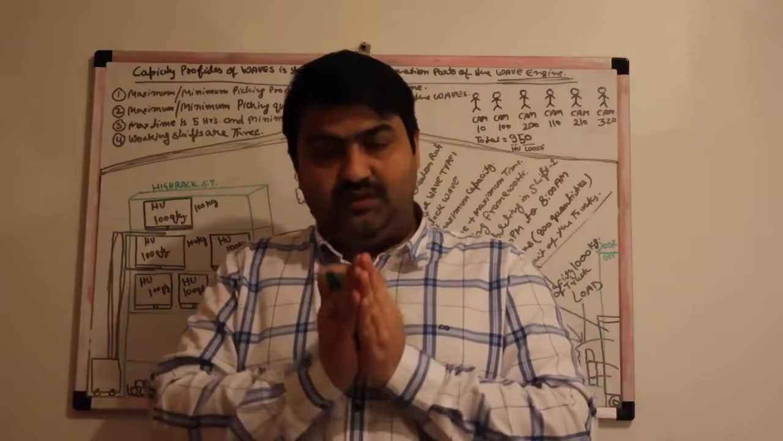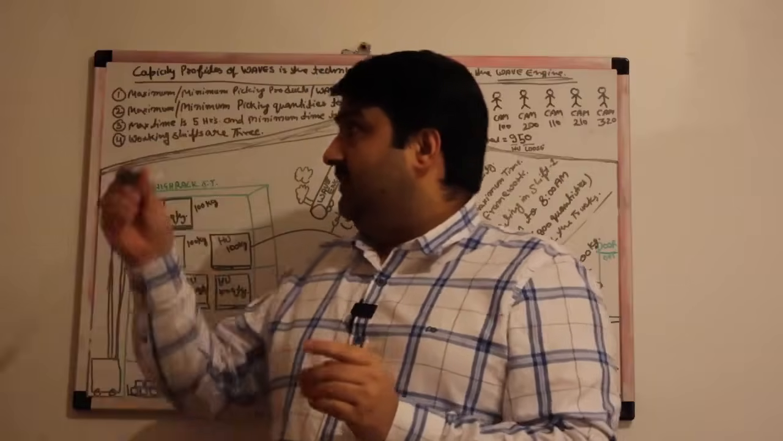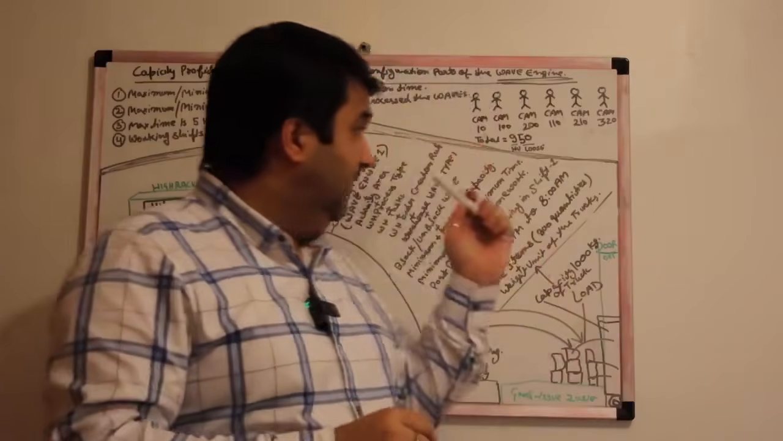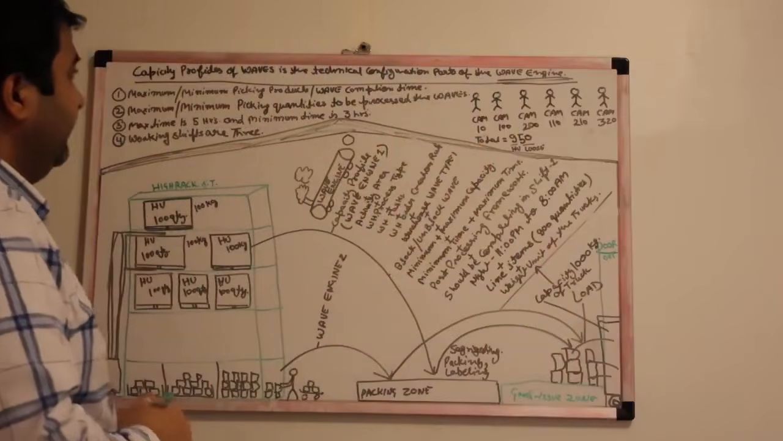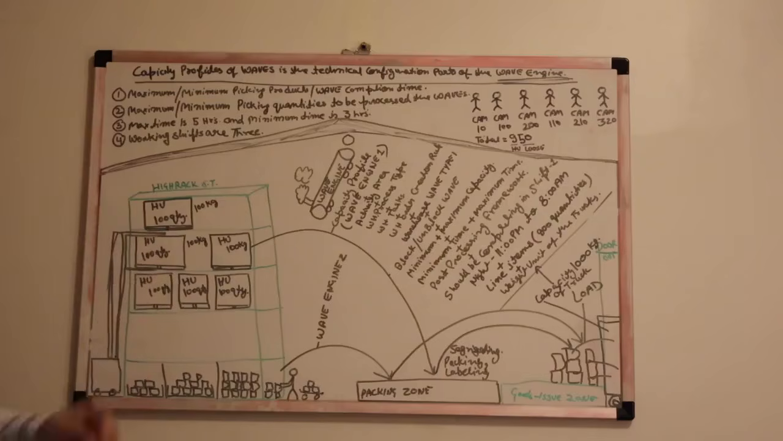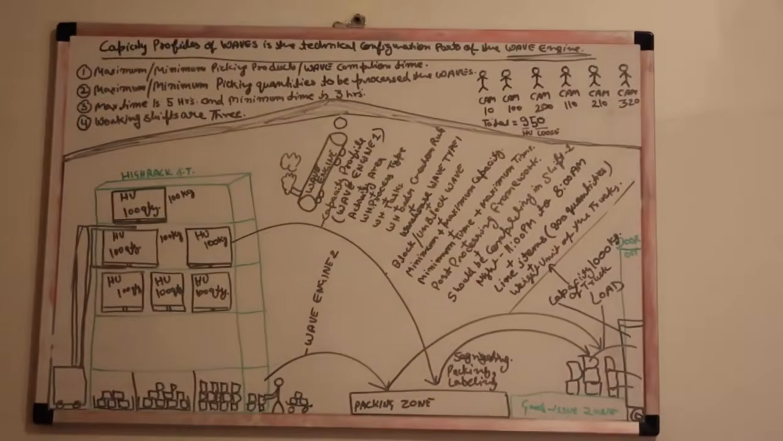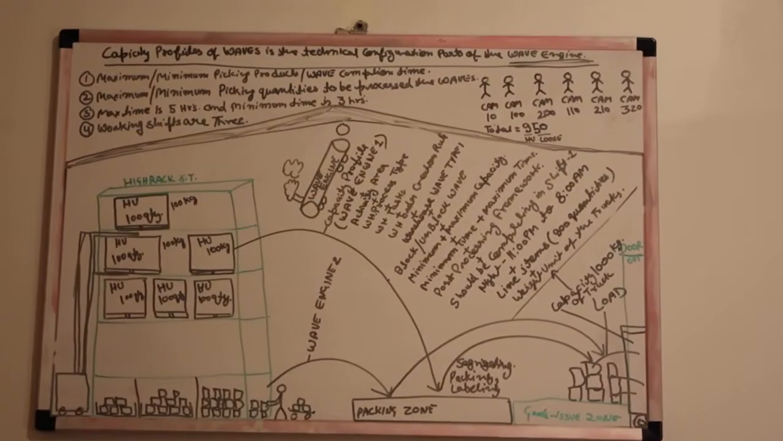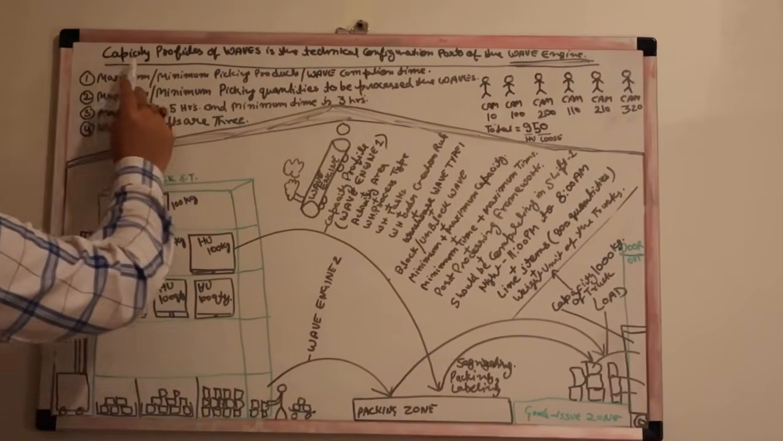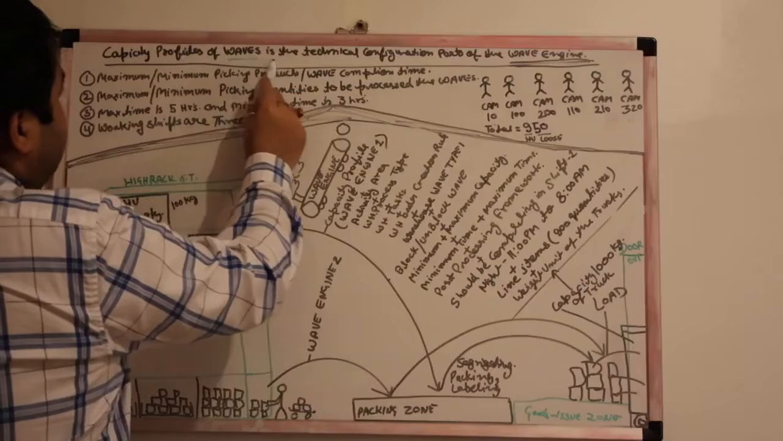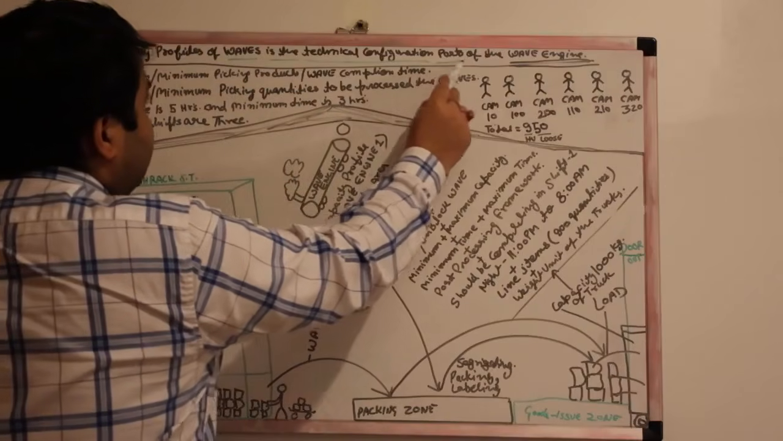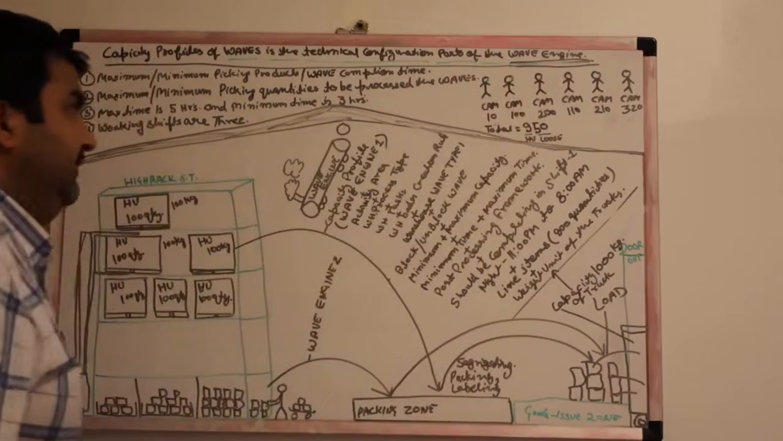Okay, so now I'm going to explain through the board where I wrote the lines, line by line. I will zoom in a little more so you can see more clearly. Now let's understand. Capacity profile of wave is the technical configuration part of the wave engine.